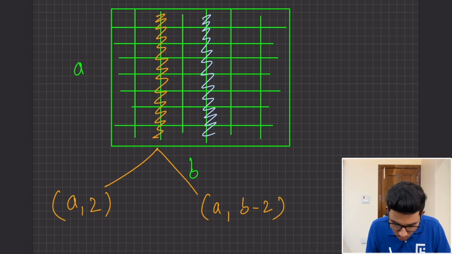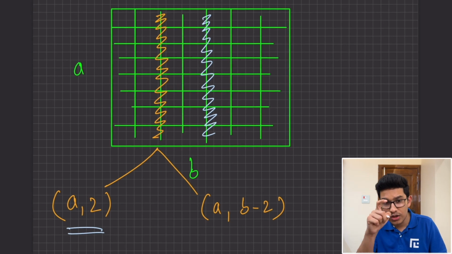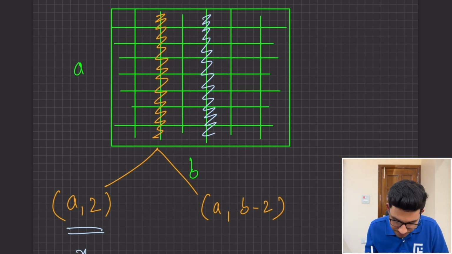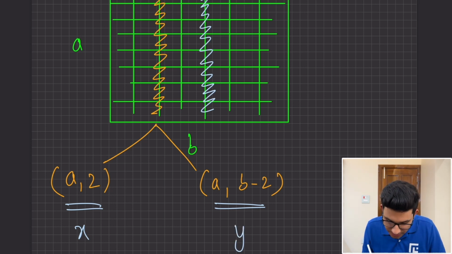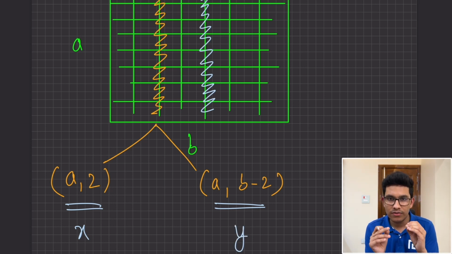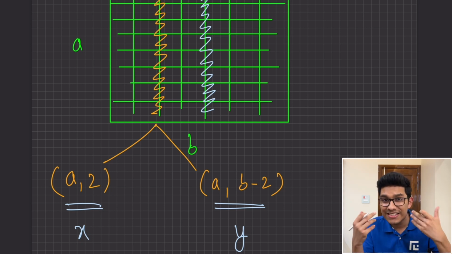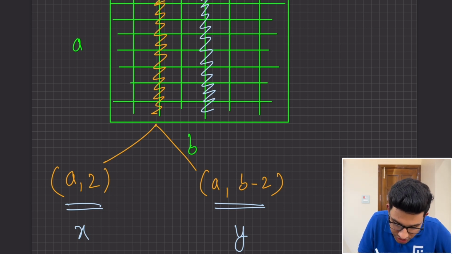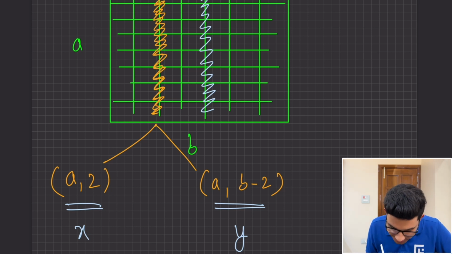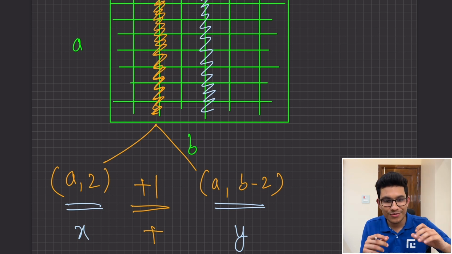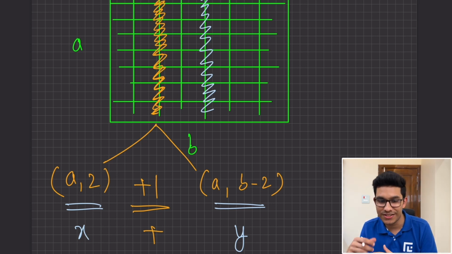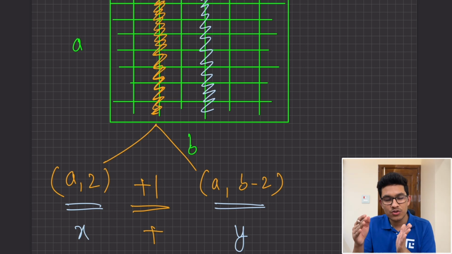So can I say, if I know the number of cuts required to convert this A cross 2 into squares, let's call it X, and if I know how many cuts are required to convert A cross B minus 2 into squares, let's call it Y, the total number of cuts required to convert A cross B into squares, such that the very first cut that you make is this orange cut, is going to be X plus Y plus 1. Plus 1 because initially we are making this orange cut and then it gets split into A cross 2 and A cross B minus 2. We also know that A cross 2 requires X steps and A cross B minus 2 requires Y steps. So in total, it requires X plus 1 plus Y.